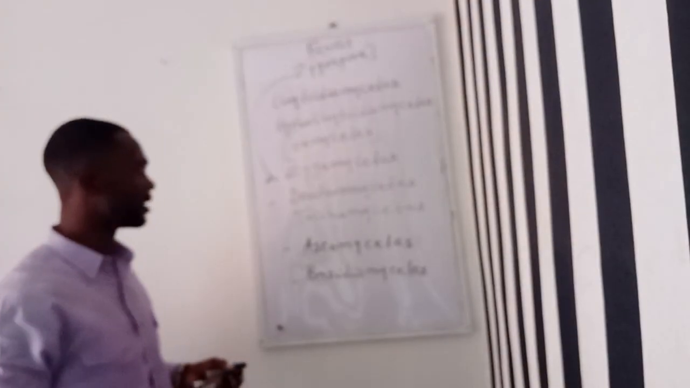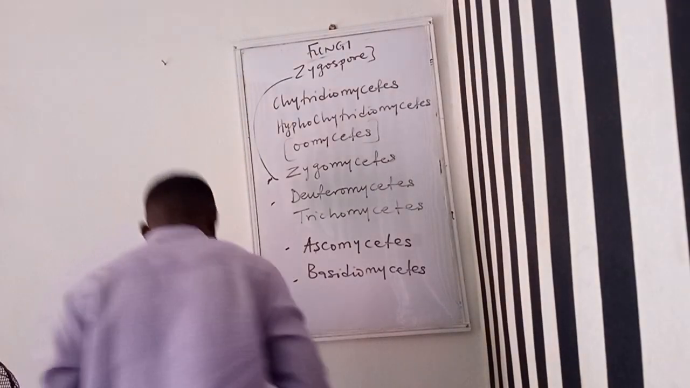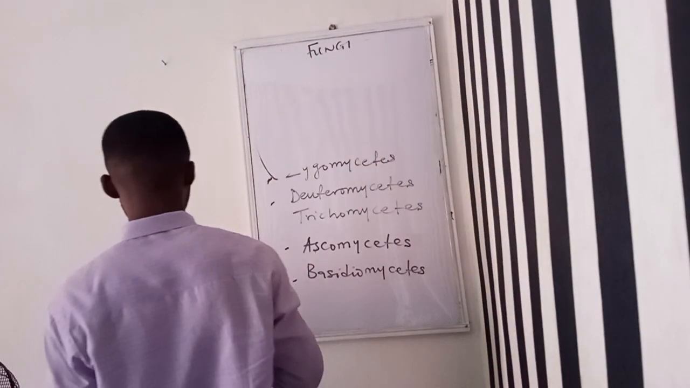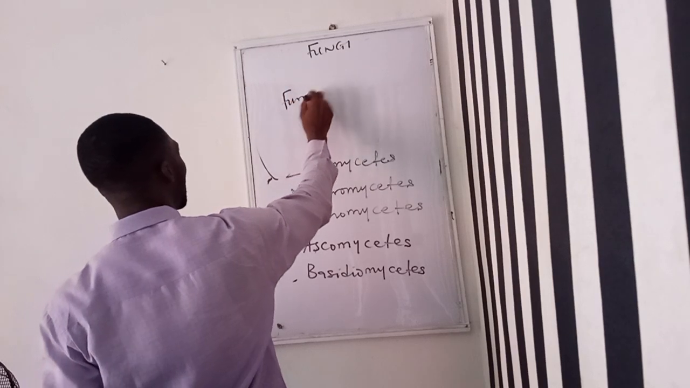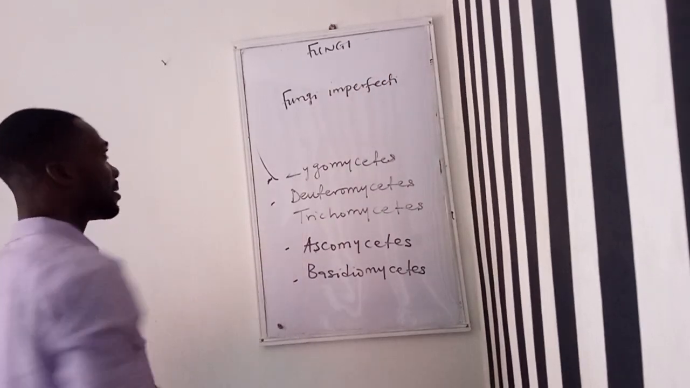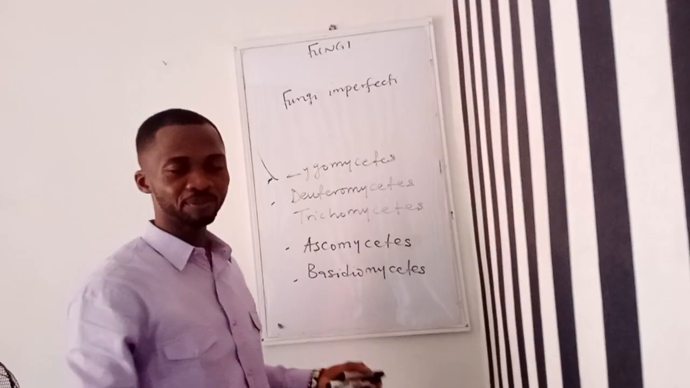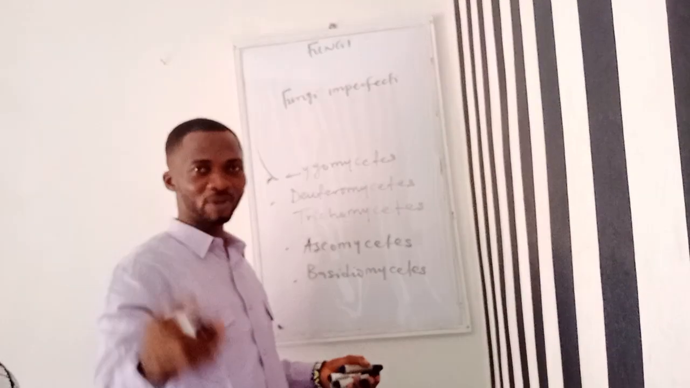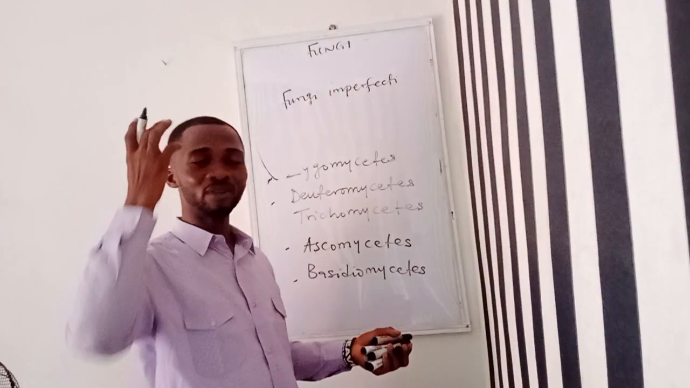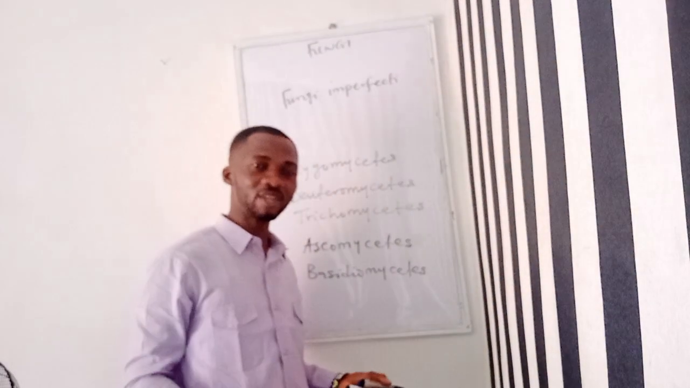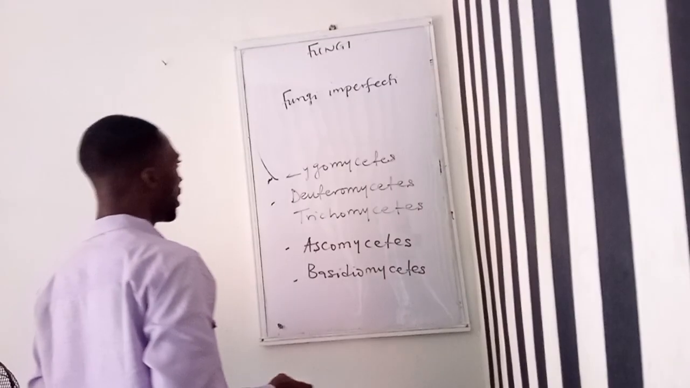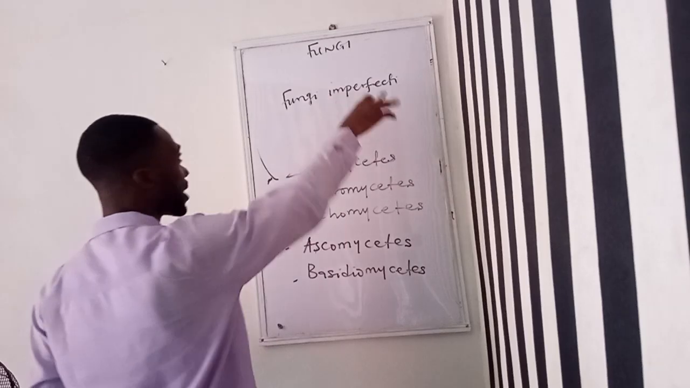Coming to Deuteromycetes. These Deuteromycetes are called the fungi imperfecti. When we say fungi imperfecti, we mean imperfect fungi. And why are they called imperfect fungi? Because their sexual phase has not been discovered till now by scientists. We already know how they undergo asexual reproduction, but how they undergo sexual reproduction is still a mystery to the scientific community. That's why they're called the fungi imperfecti.